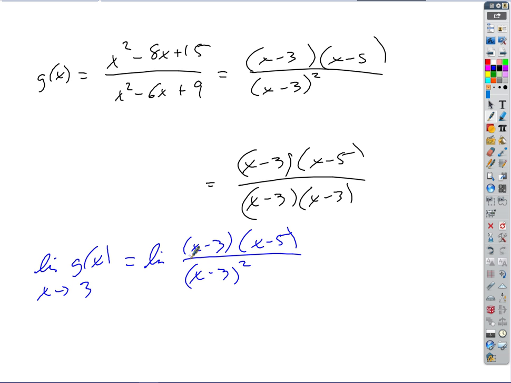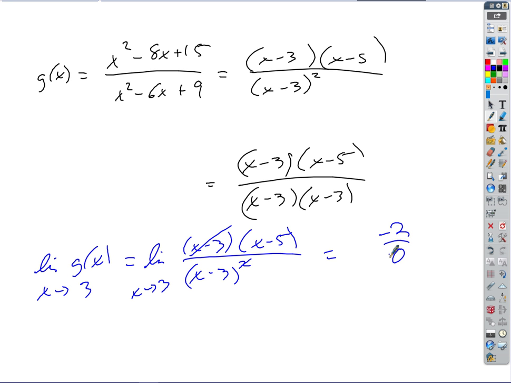So I could cancel that one with one of those, right? And now if I take my limit, you get -2 over 0. I get -2 over 0. That is not indeterminate. What's that? Infinity. That means vertical asymptote, right?